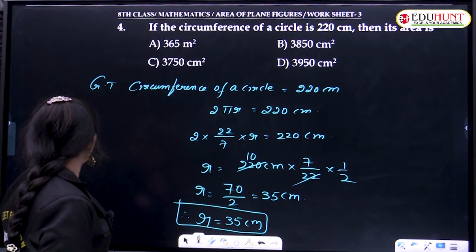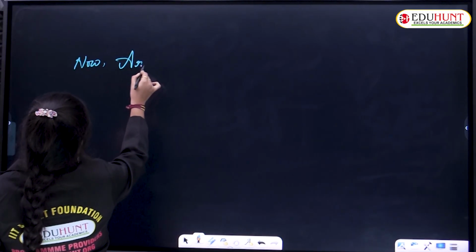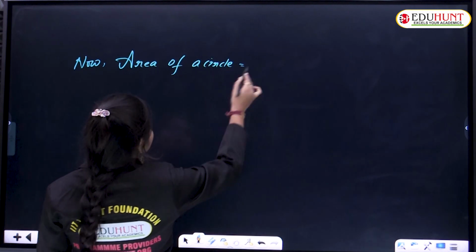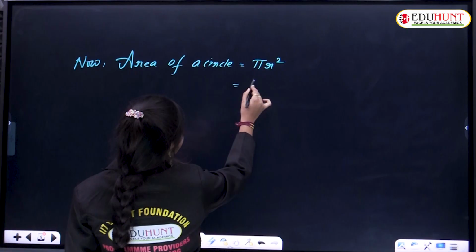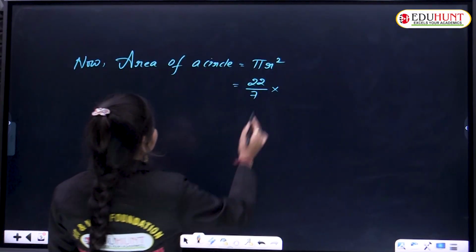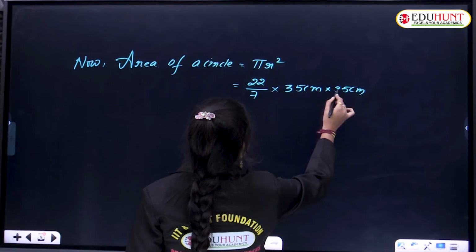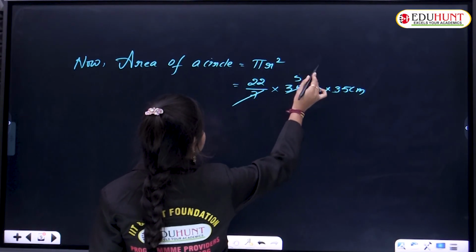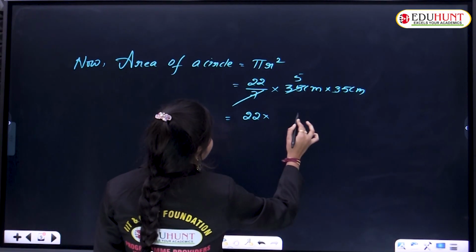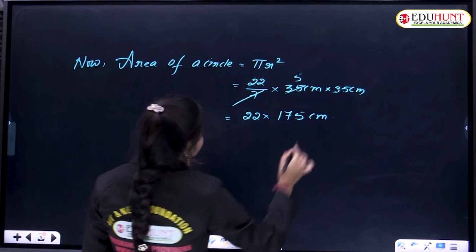Now find the area. Area of a circle is equal to pi r square. Pi means 22 by 7. r is equal to 35 centimeters, so 35 centimeters into 35 centimeters. After cancellation, 7 5's 35. Next, 22 into 5 5's 25, 5 3's 15 plus 2, 17, 175 centimeters.